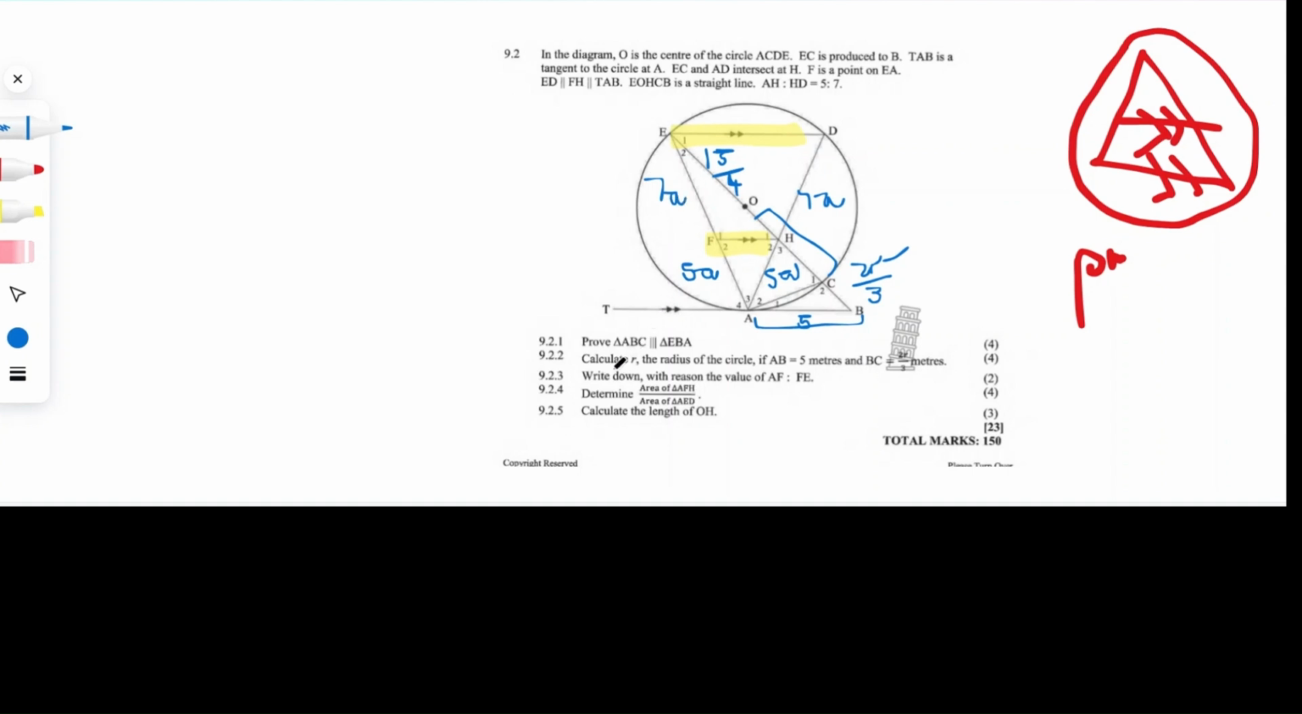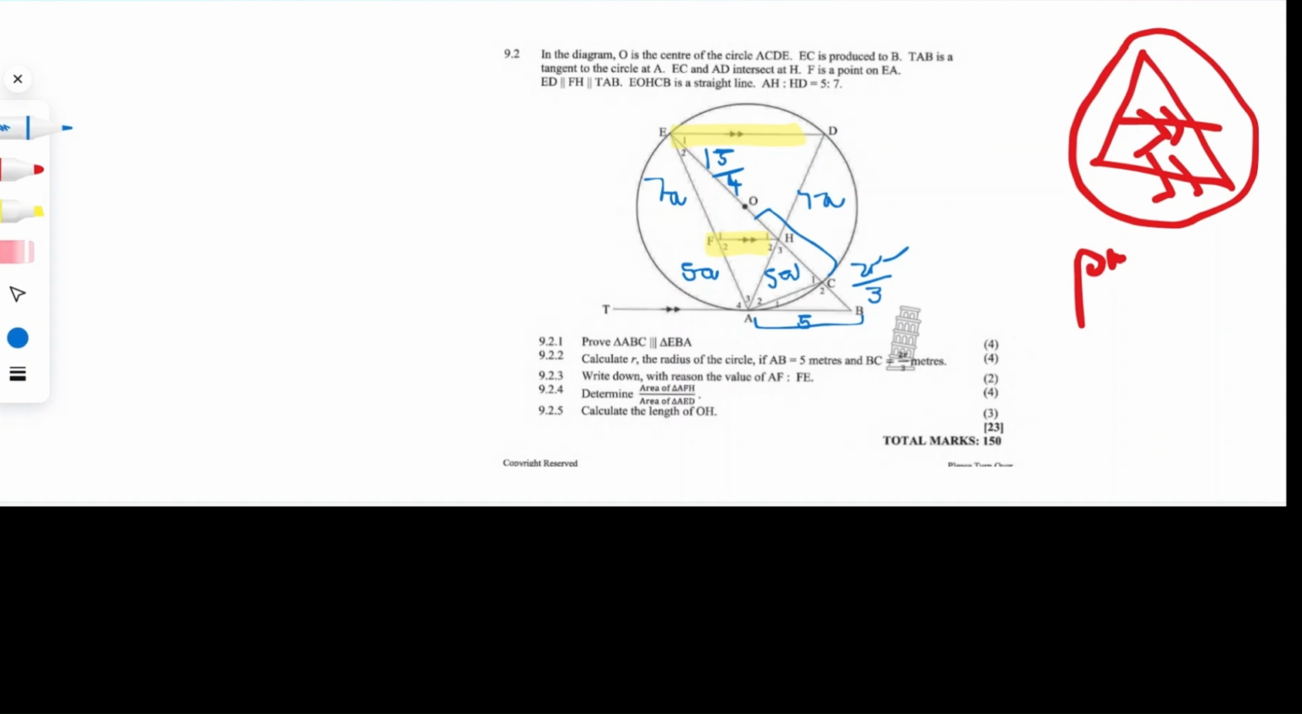Now let's continue on. 9.2.4, determine the area of triangle AFH over triangle AED. Now, this question actually comes up every now and again, and a lot of people are taken aback when they see it because they don't practice it often. And that's exactly what I'm here to do, guys. I'm here to literally prepare you for any questions that they might throw at you. But this question, don't get me wrong, comes up pretty often.